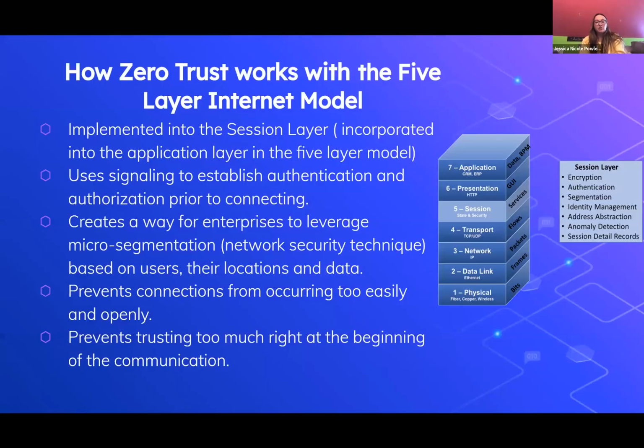For the trust to be established before the connection is made, the Zero Trust Network would have to be implemented into the session layer of the 7-layer internet model. The session layer is actually incorporated into the application layer when discussing the 5-layer internet model that we learned about in class. In the session layer, the Zero Trust Network would use signaling to establish authentication and authorization prior to the initial connection, to create a way for enterprises to control the network security and decide whether it's safe to trust the network based on the user, location, and data. This prevents connections from occurring without the proper understanding of a user, their location, and data, also preventing too much trust at the establishment of the communication.